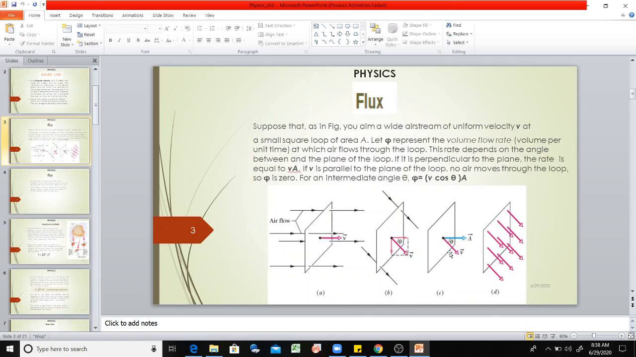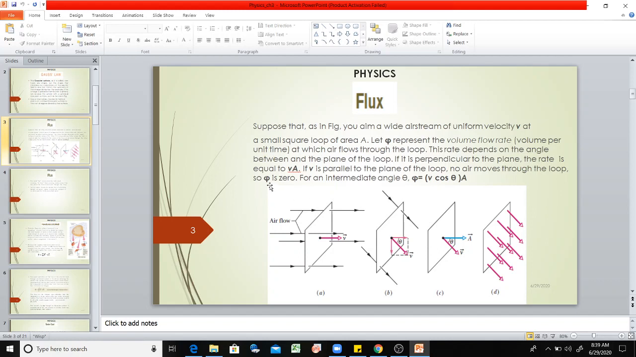Before that, we need a concept of how a field behaves, how electric lines of force behave, and how a vector field behaves across the surface or cross-sectional area of a plane. Suppose, as in the figure down here, we have a uniform velocity v at a small square loop of area A. Let phi represent the volume flow rate per unit time at which air flows through the loop.